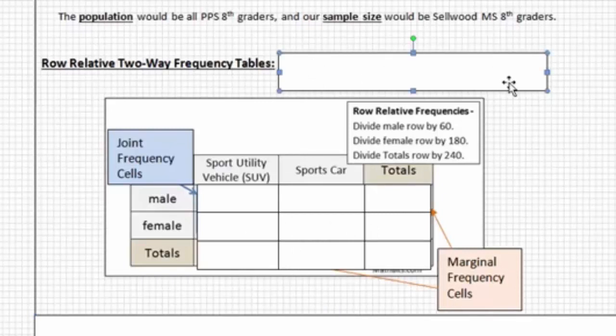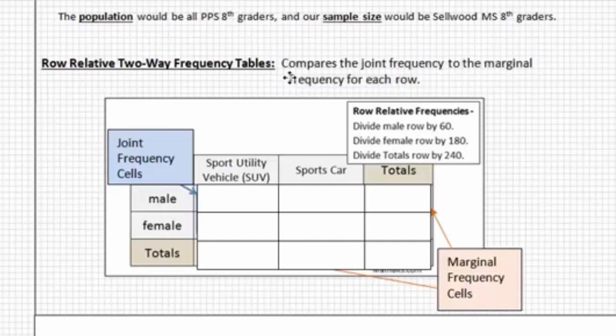But first let's start with, well, what do I mean by this type? So we're looking at row relative. These are our rows in our frequency table that go across horizontally, and we want to look at the data relative to each of these rows. So what does that mean? It compares the joint frequency to the marginal frequency for each row.